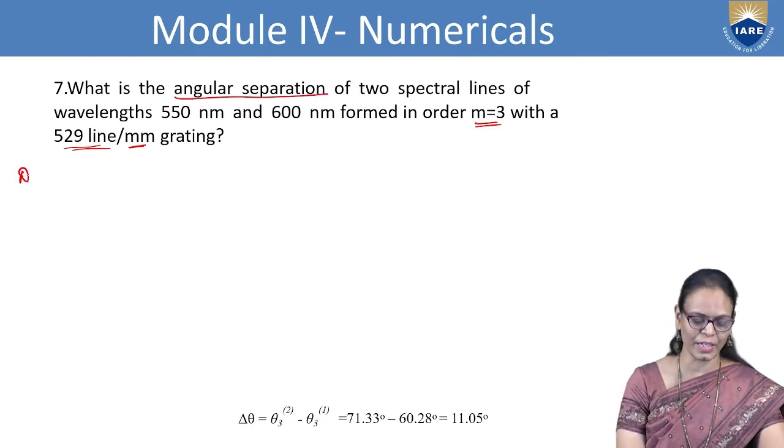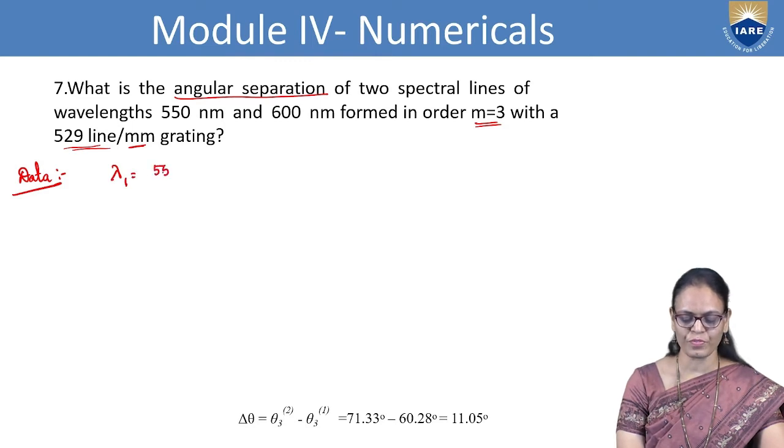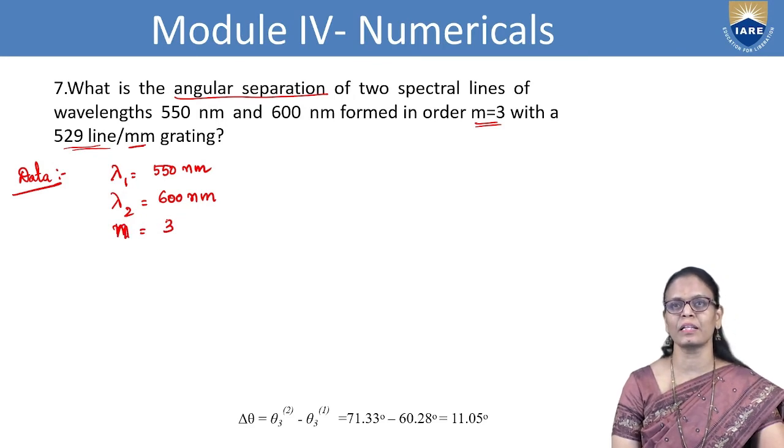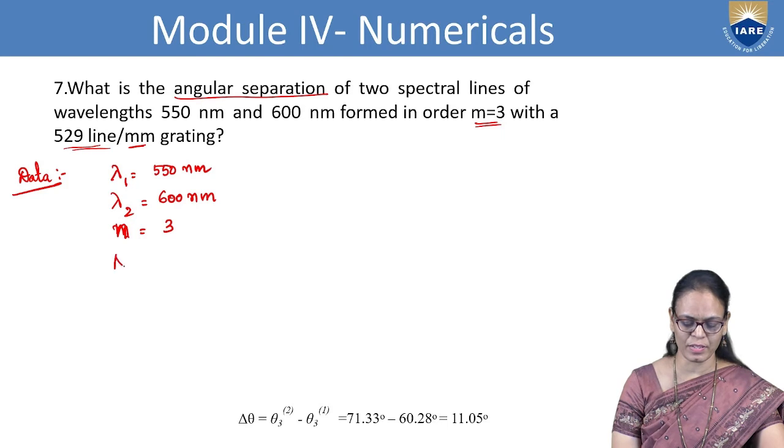So let us write the data. Lambda 1 is 550 nanometer, lambda 2 is 600 nanometer, order 3. You can write it as n because we are denoting the order by n, 3. And the number of lines are 529 lines per mm. You have to find theta.